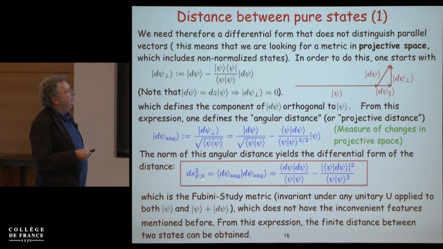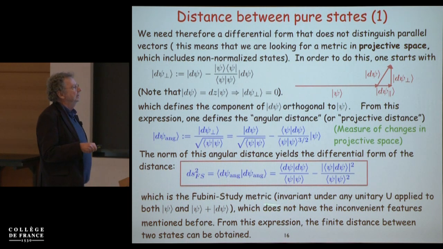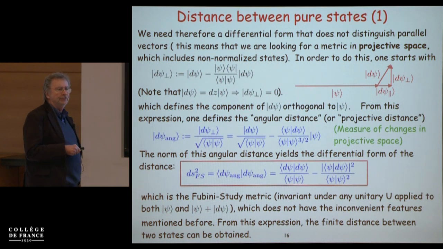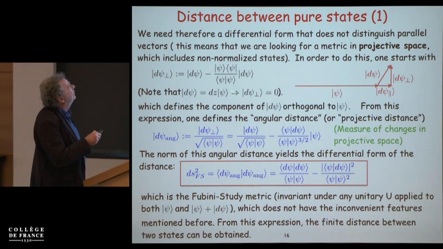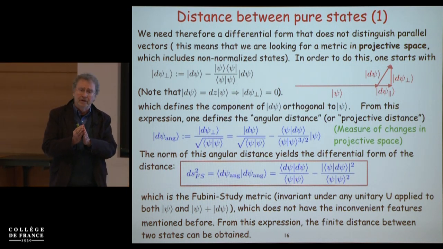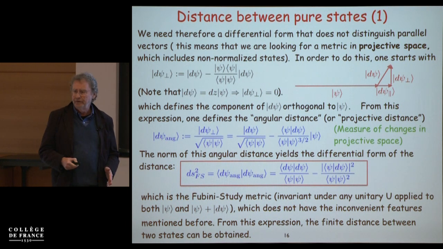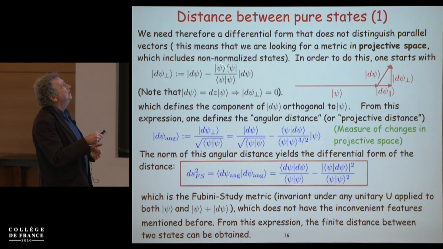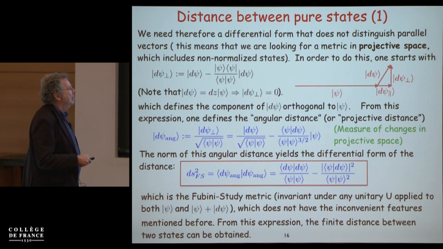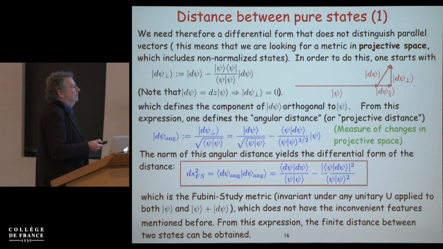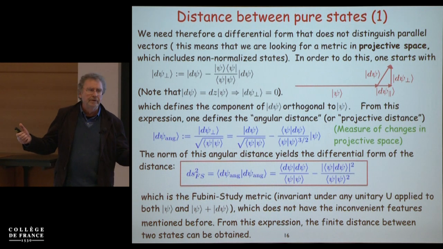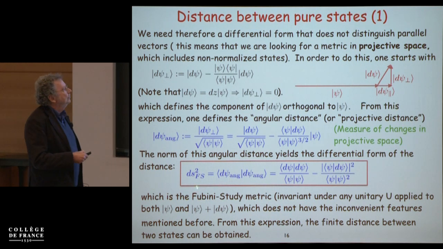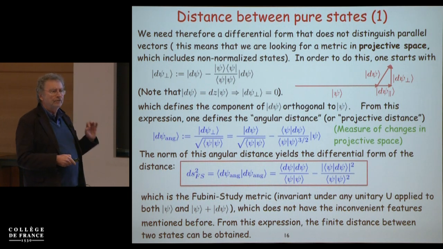Okay? It has some interesting properties. First, you can check it's invariant. It's trivial from here. It's invariant under any unitary U applied to both psi and psi plus d psi. Furthermore, it does not have the inconvenient features mentioned before, because it gives me zero distance between collinear states. It's invariant under the multiplication of psi by some number. From this expression now, we can find a finite distance between two states in Hilbert space. Okay? So that's the distance we are going to use now for pure states.